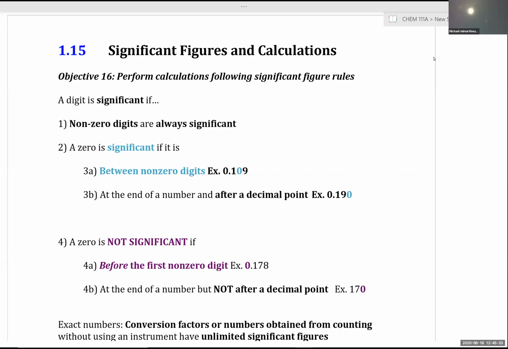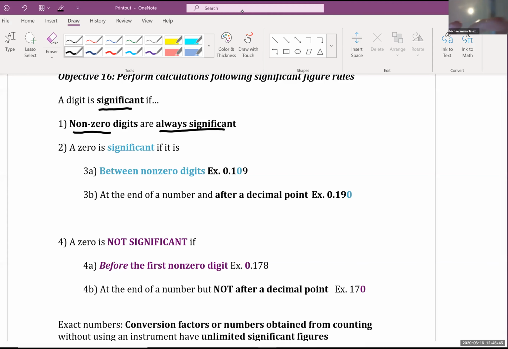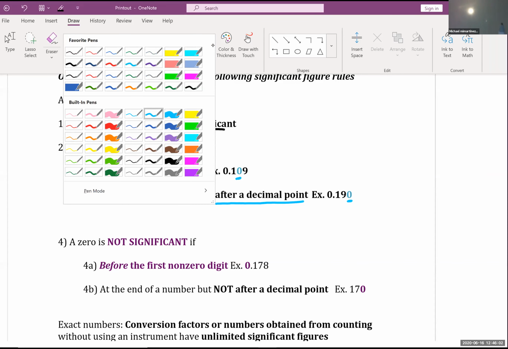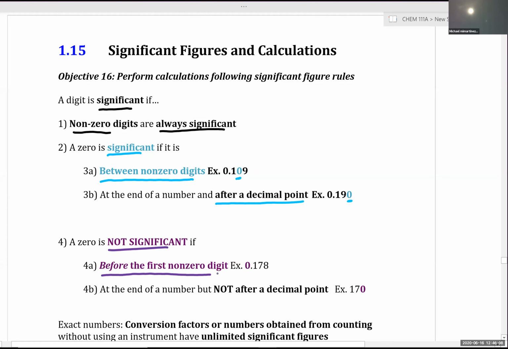Well, a digit is significant if the following criteria are met. Non-zero digits are always significant. A zero is considered significant if it's between non-zero digits, or if it's at the end of a number and after a decimal point. A zero is not significant if it is before the first non-zero digit, or if it's at the end of a number and not after a decimal point.